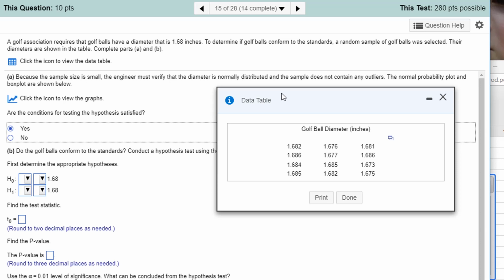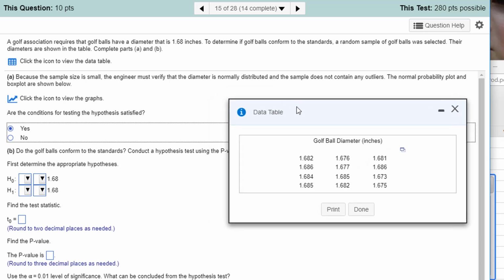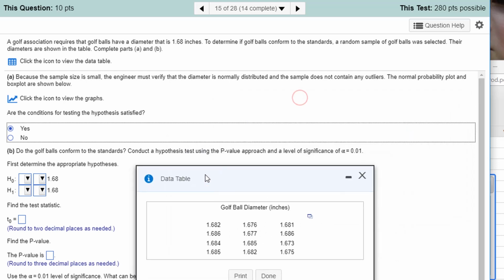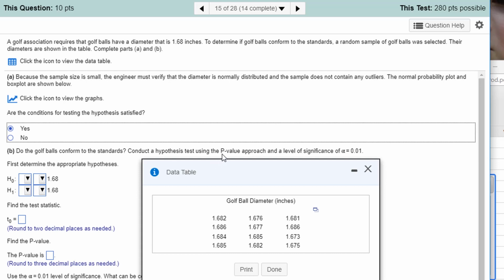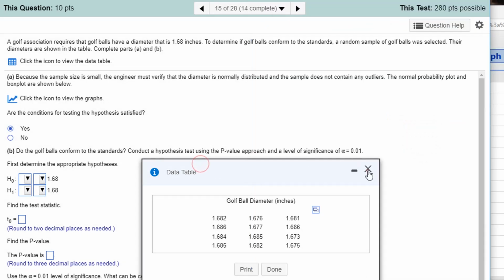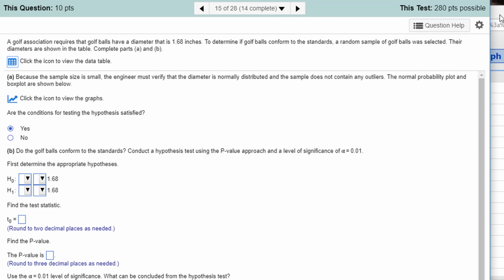Because when you technically do it, you do a hypothesis test where the null hypothesis is that the data is normally distributed, and you test whether the data would be very unlikely to occur given a normal distribution. But anyway, it's fine. We can continue. Do the golf balls conform to the standards? We're going to do a hypothesis test and get the p-value. So let's copy this data and open it in StatCrunch. That's the whole point of my opening the data table.